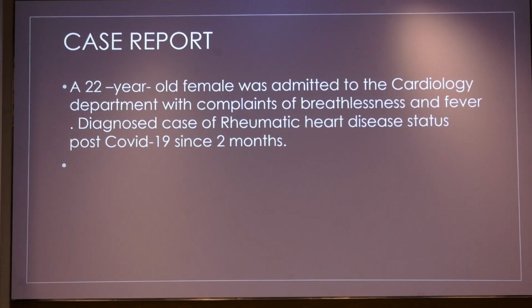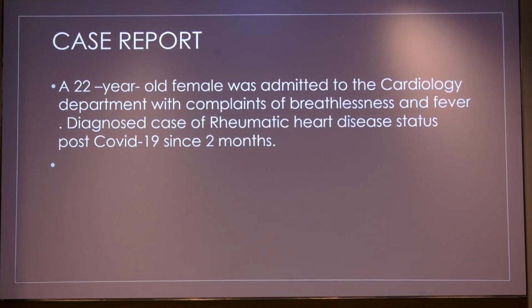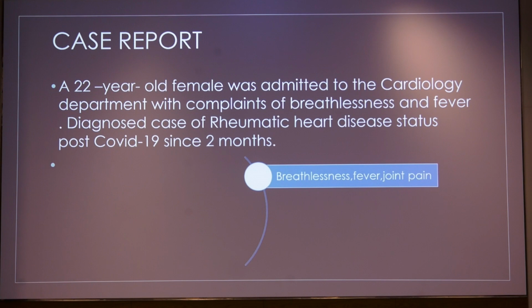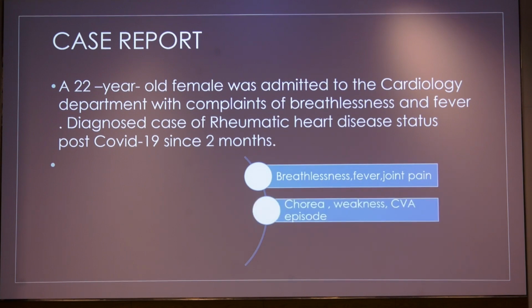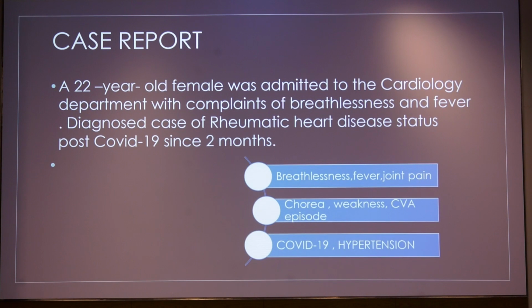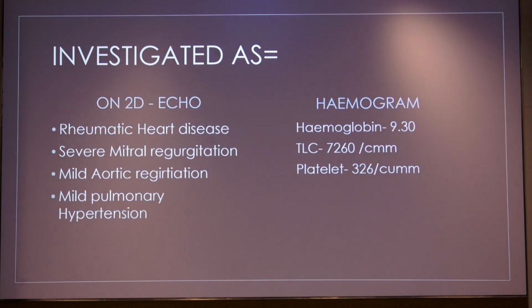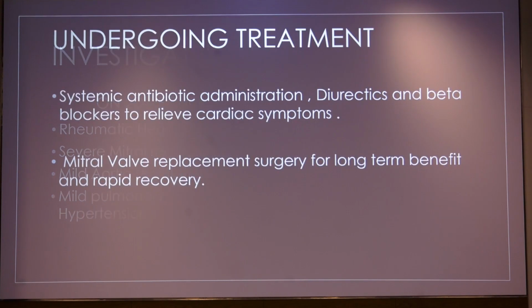So, I present to you a case of a 22-year-old female who was admitted to the cardiology department with complaints of breathlessness, fever, and joint pain, and who was an already diagnosed case of rheumatic heart disease and a post-COVID-19 case since 2 months. She was already confirmed on 2D echo, and on the hemogram she was an anemic patient. She was on systemic antibiotics, diuretics and beta blockers to relieve cardiac symptoms. She also underwent a mitral valve replacement surgery for long-term benefit and rapid recovery.